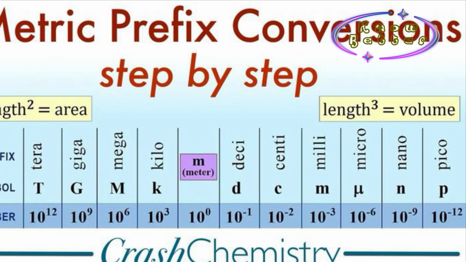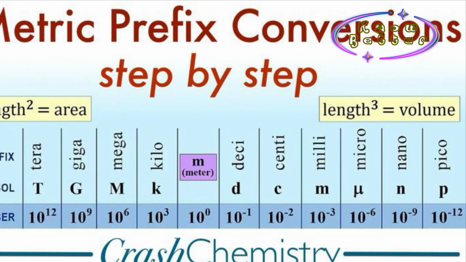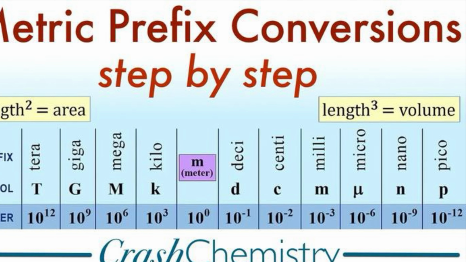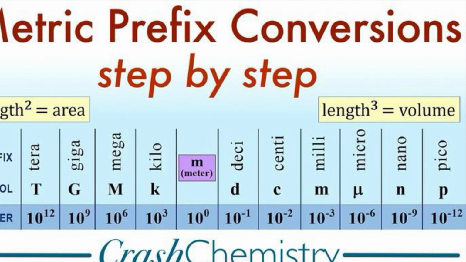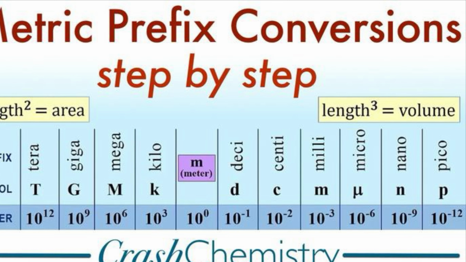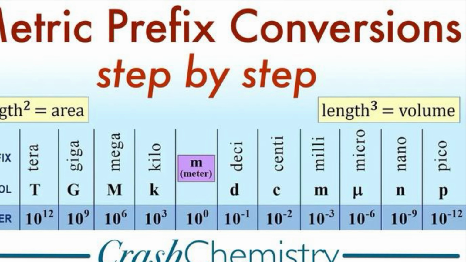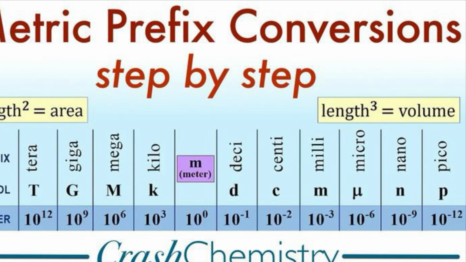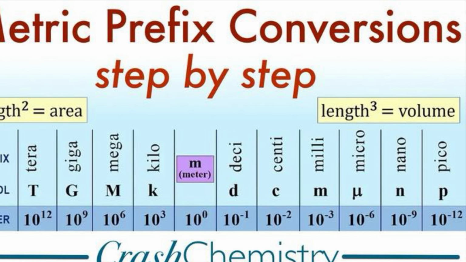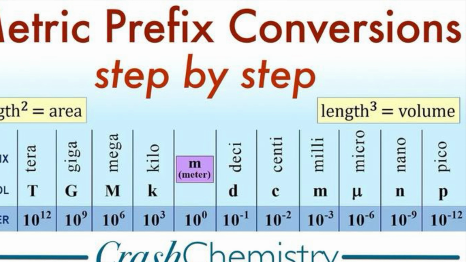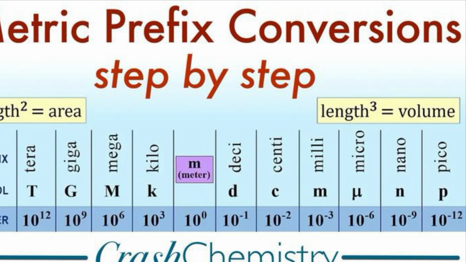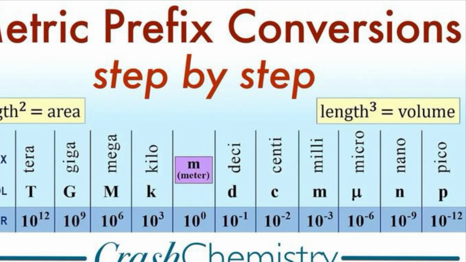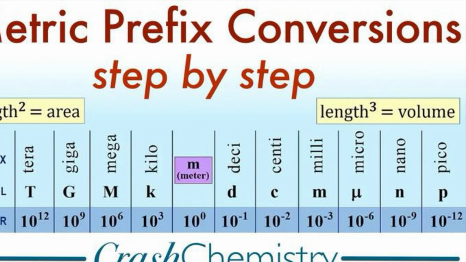Let me also read out some prefixes used in the metric system. Deci, the symbol is d, which is 10 to the power minus 1, centi is 10 to the power minus 2, milli is 10 to the power minus 3, micro is 10 to the power minus 6, nano is 10 to the power minus 9, pico is 10 to the power minus 12, femto is 10 to the power minus 15, and atto is 10 to the power minus 18. And this is how we further divide a unit into smaller units.